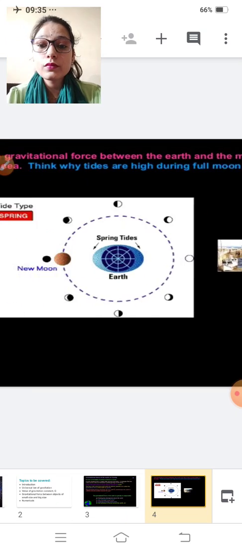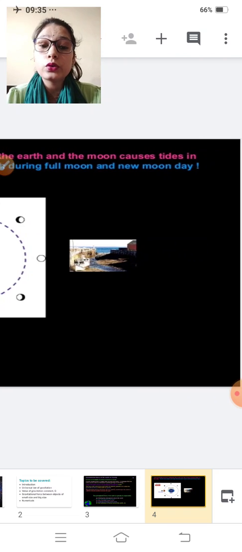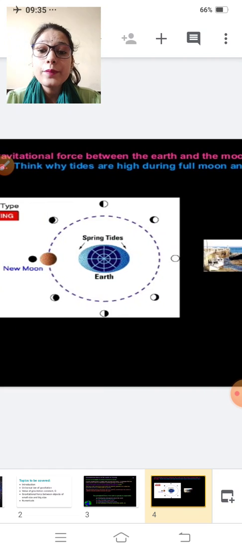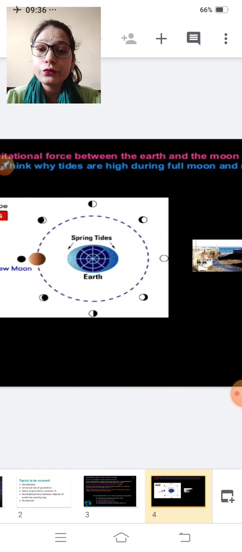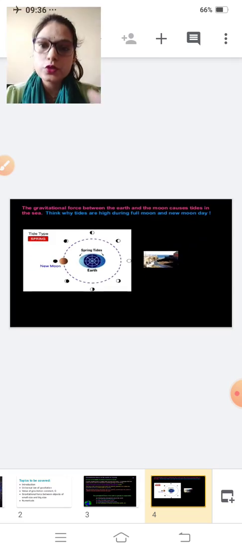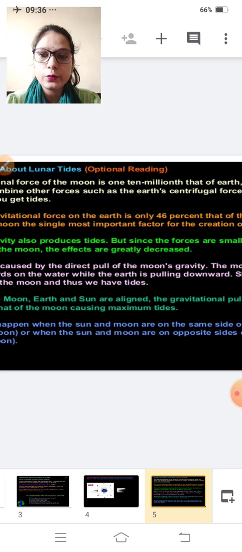Now, the gravitational force between the earth and the moon causes tides. The tides which come in the sea occur due to the gravitational force between the sun and the earth. Now think, why are tides high during full moon and new moon day? Clear? This is optional, but I'm explaining it to you. I'm reading this slide. Listen carefully.